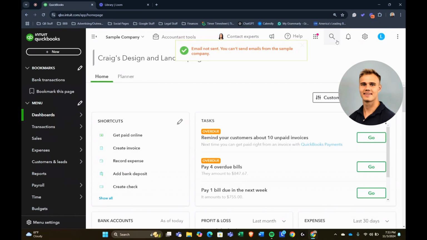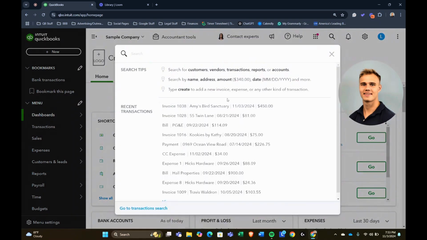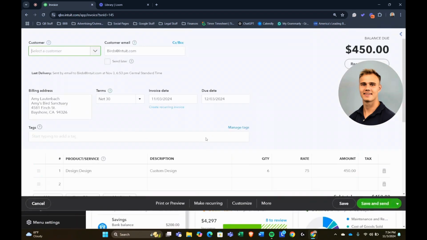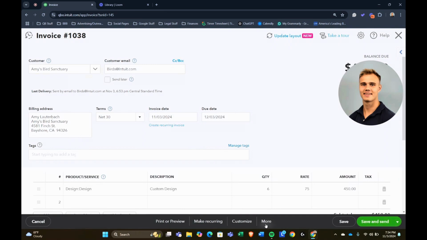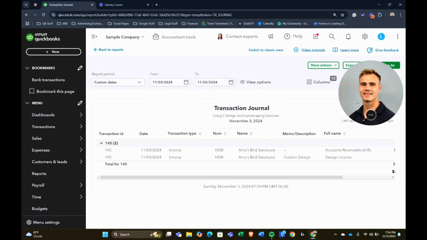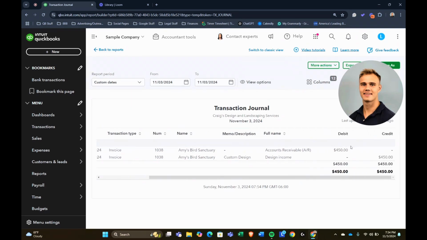And now just to show you what actually happened on the back end, let's go up to the search bar and click on the invoice that we just sent, invoice 1038. Now if we come down to more and then click on transaction journal, we can actually see what happens in the back end. This is something I just pretty recently learned. I used to kind of force myself to memorize how these journal entries work. But I came across this acronym called DEALER, which helps you understand debits and credits.